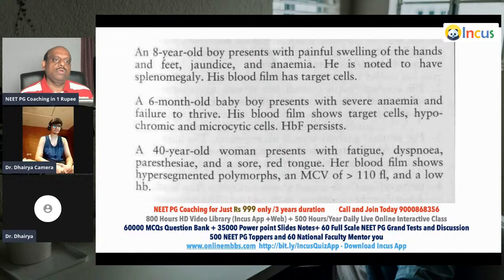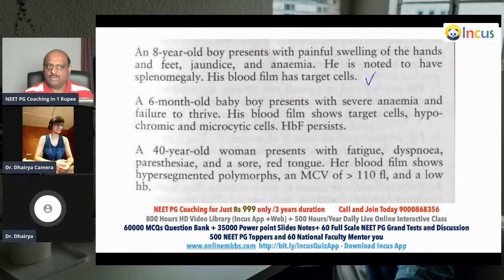An 8-year-old boy presents with a painful swelling of the hands and feet, jaundice and anemia. He's also having splenomegaly. His blood film is showing target cells. So how do you like to comment on the diagnosis and cause of anemia in this case, doctor?